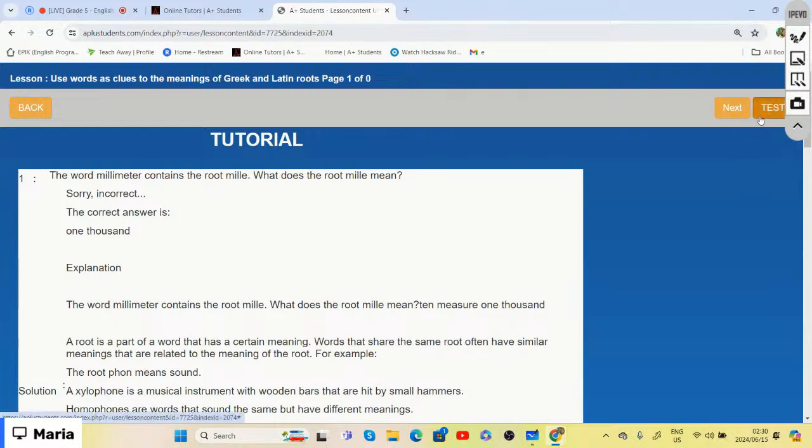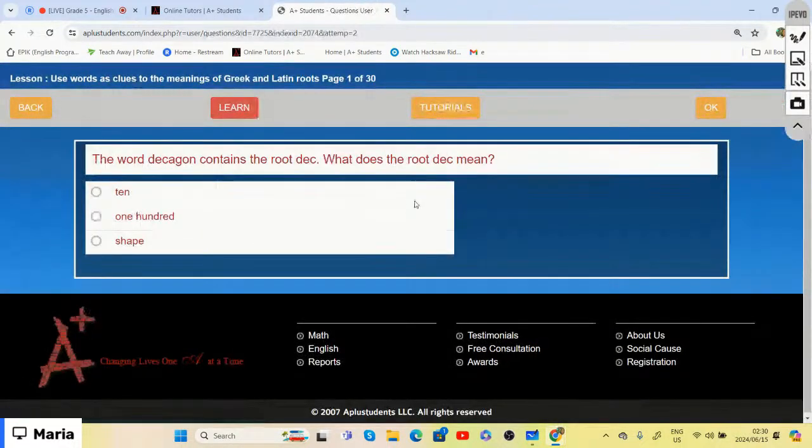All right, let's go to our test. So if we look at this word, the word decigon, the word decigon contains the root des. What does the root des mean? Is it 10, 100, or shape? Is it 10, 100, or shape? It's a shape with how many sides?